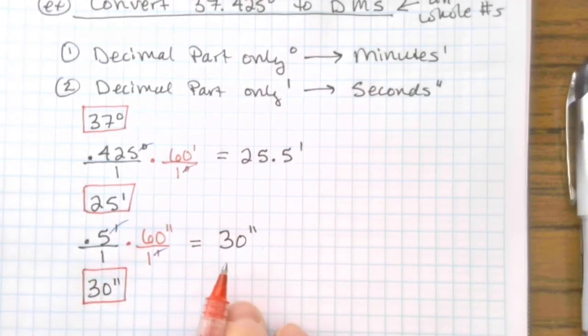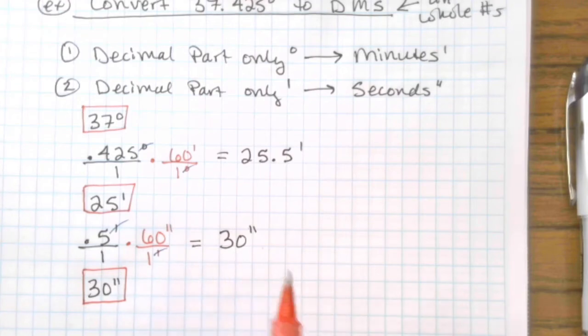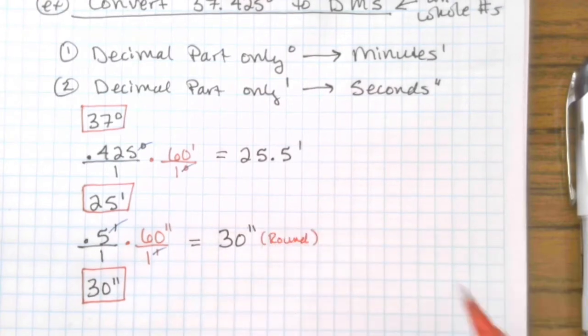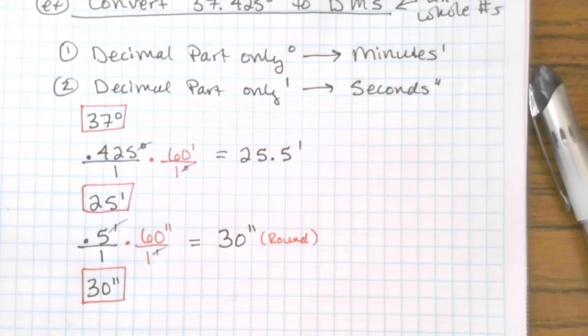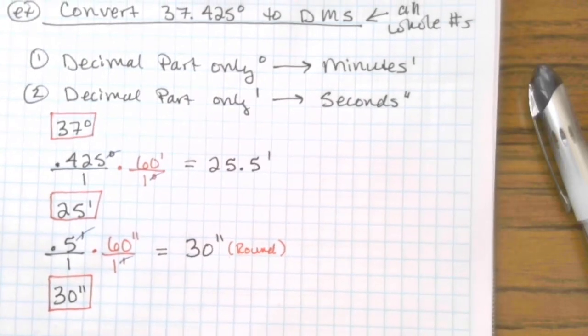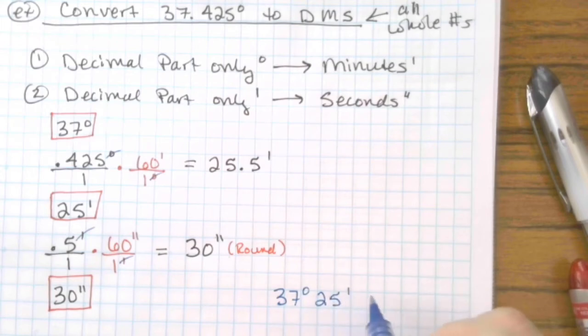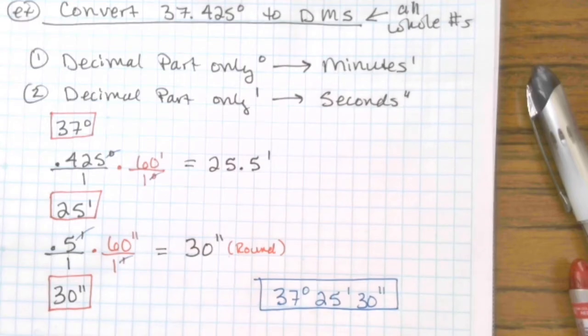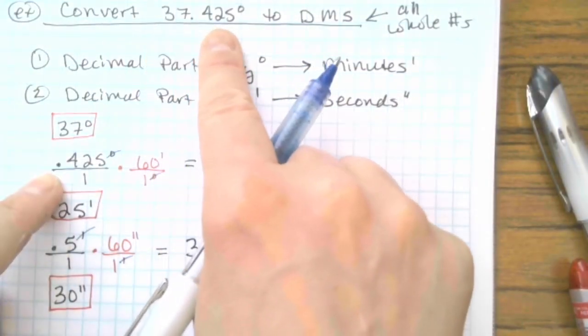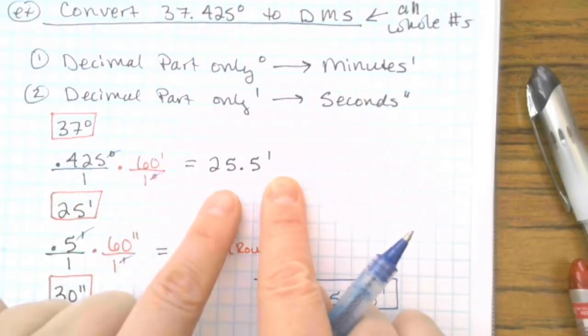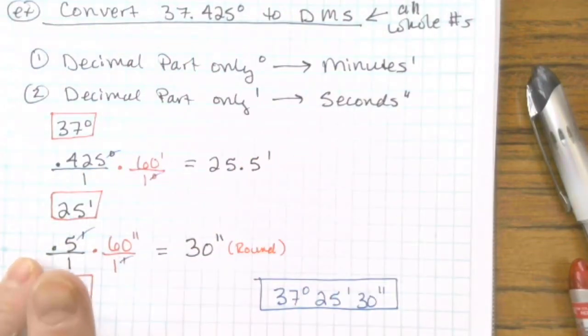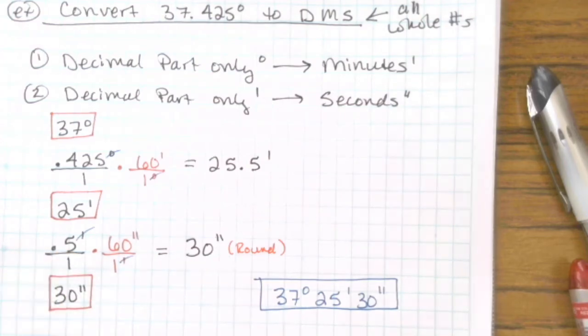If this last one turns out to be a decimal, I think most of them are made so they turn out nice and whole numbers. But if that turns out to be a decimal, you're going to have to round it because there are no decimals in degree, minute, second notation. Okay, so your answer, you put these just back to back from greatest to smallest. So our answer is 37 degrees, 25 minutes, 30 seconds. So again, you pull the whole number off, use the decimal, convert from degrees to minutes, keep the whole number for minutes, pull off the decimal, convert from minutes to seconds, and you have your notation.